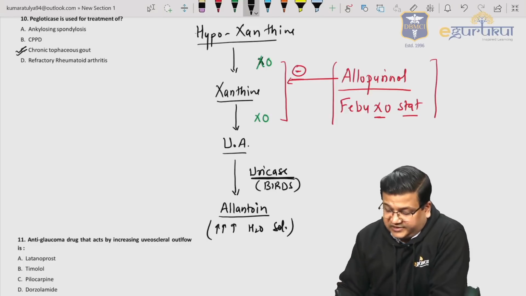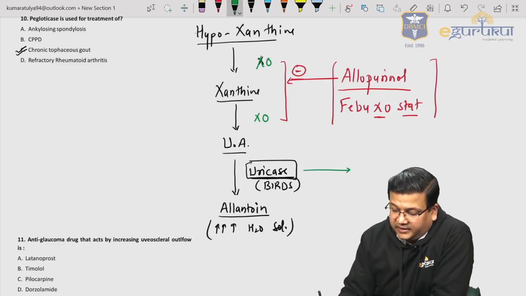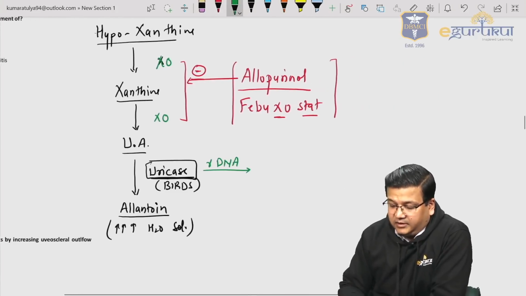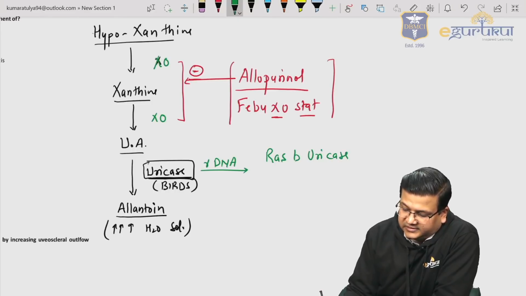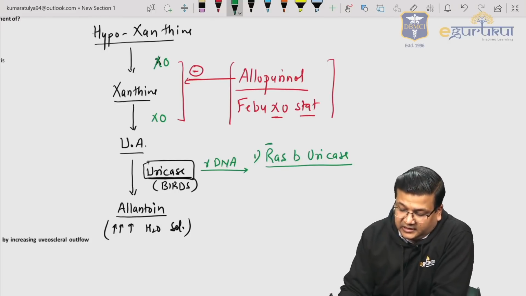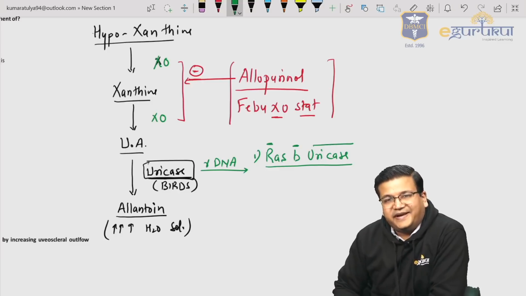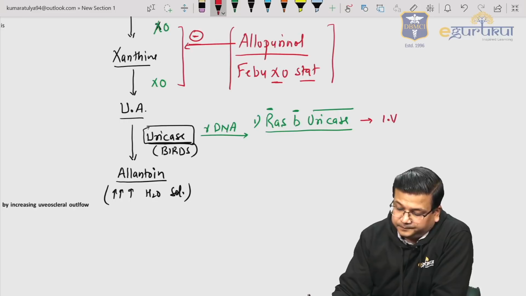We as humans do not have this enzyme, but once this discovery was made, we decided that we can develop this by recombinant DNA technology. So recombinant DNA technology was employed and we developed uricase recombinant, that was called RAS B uricase. RAS uricase was the first drug developed. It was a recombinant, as you can see R for recombinant. The enzyme is coming from birds, so B and uricase. RAS uricase was recombinant uricase which was developed. Now RAS uricase was given IV once a day, IV daily.